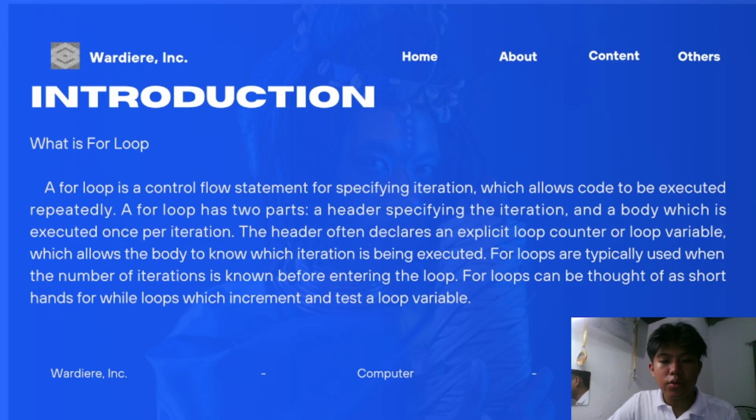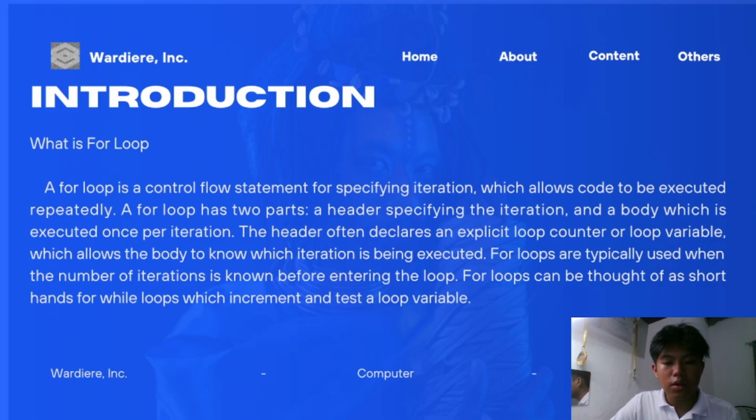In the header, you usually create a loop counter, like in for (int i = 0; i < 5; i++). This counter lets the code inside the loop know which number or step it is currently on.